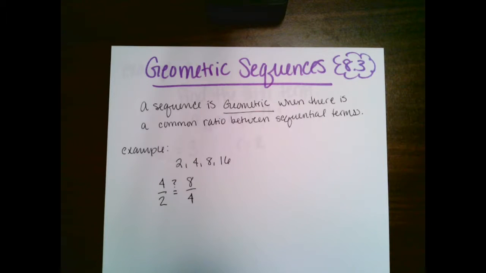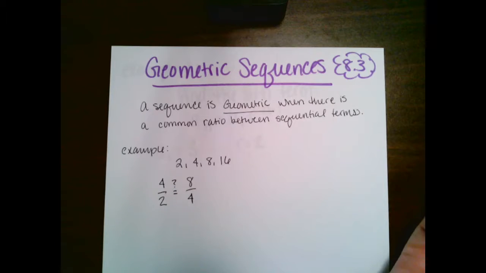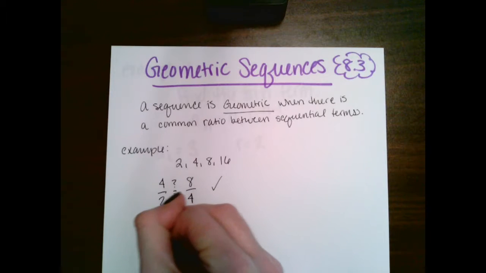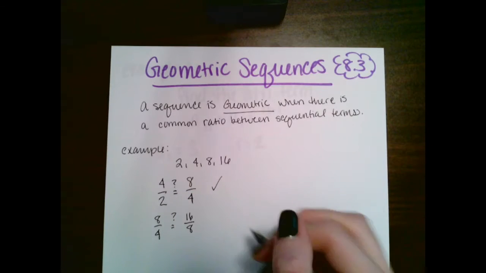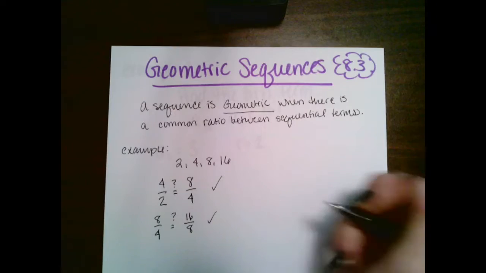Are those the same? If you look at them, 8 over 4 is just a double of, it's been multiplied by 2, of 4 over 2, so that one's good. Then let's check 8 over 4 compared to 16 over 8. Again, it's just doubled, so we're good. So these are geometric sequences.